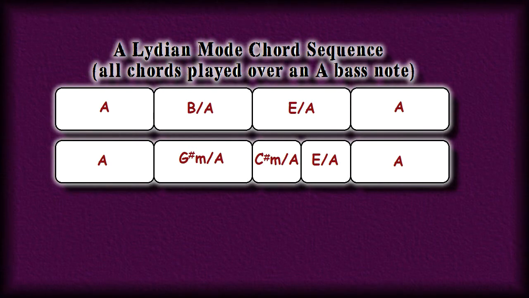And on to the Lydian mode. Once again, here's the chord sequence, and you can see that we have the chords of A going to B, then to E, and back to A again.